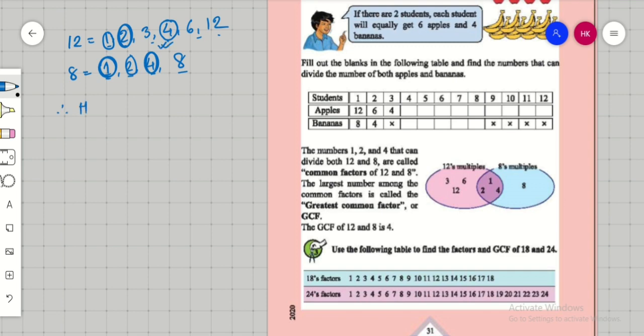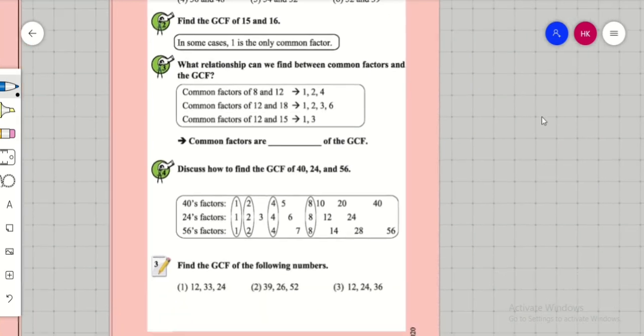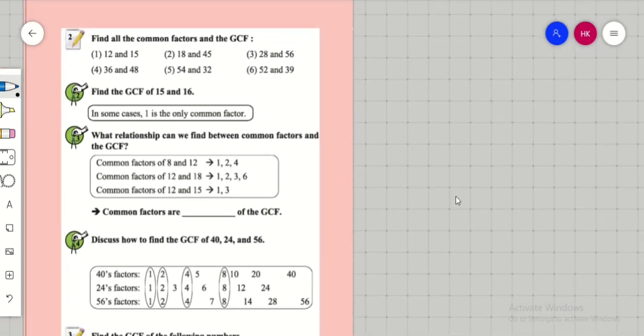So HCF means highest common factor and GCF means greatest common factor. The GCF of 12 and 8 is equal to 4. This is how we can find GCF, and we learned this in our previous class, class 4. But today we want to learn another thing, Euclid's method, because in class 5 you can use Euclid's method.